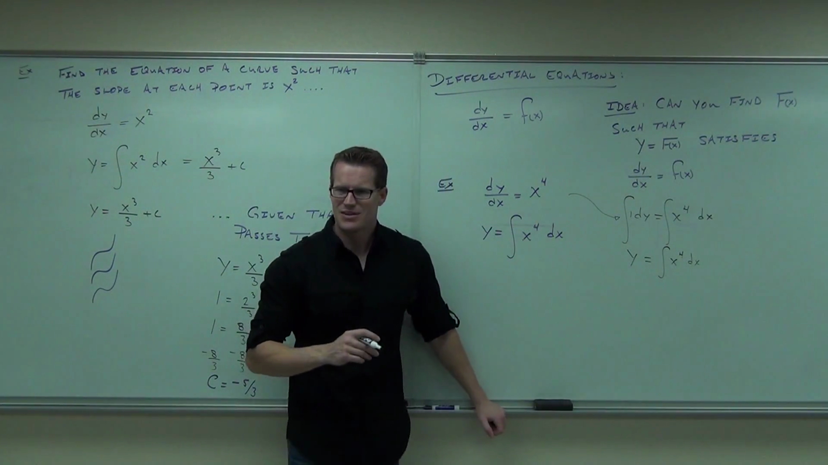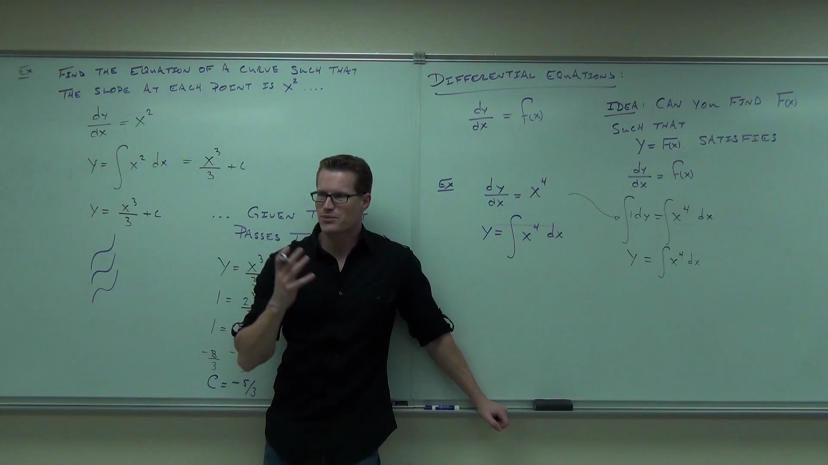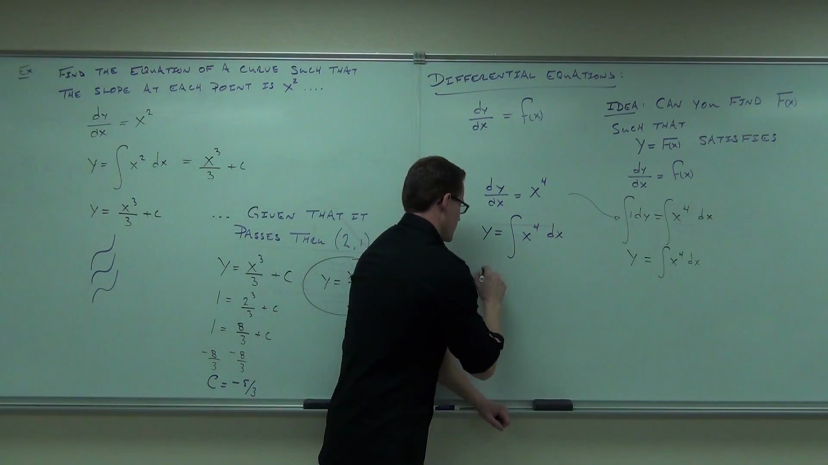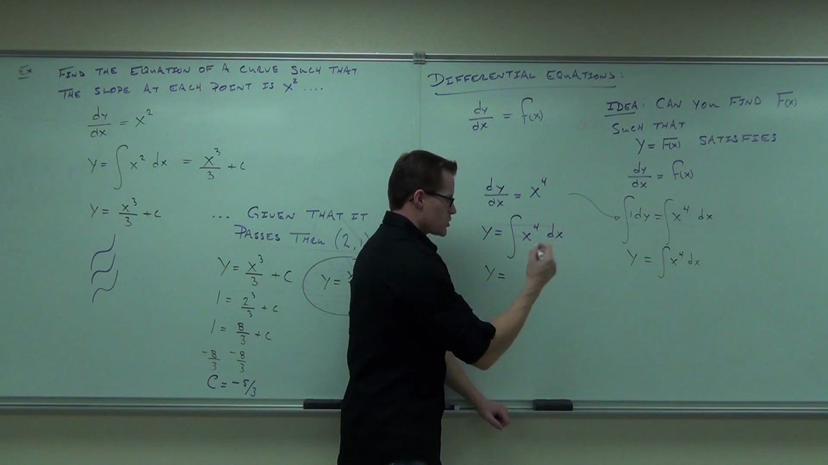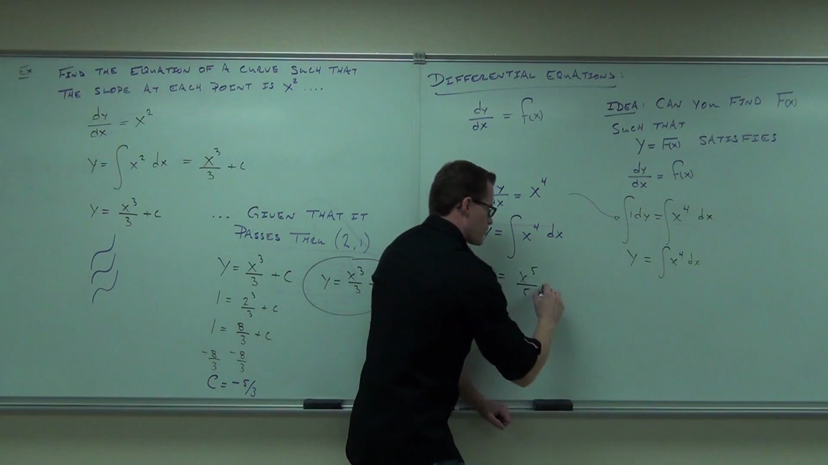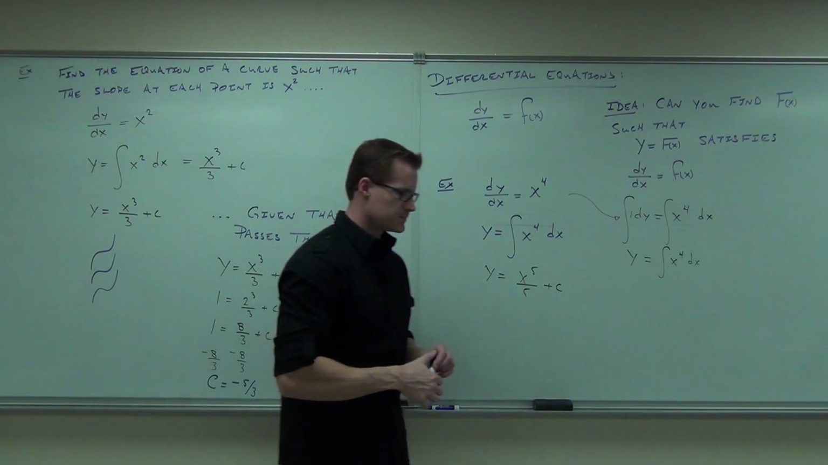Does that make sense to you? Can you follow that? Have I blown your mind like a mind grenade? Are you with it? Yeah. All right. And Joe was right. X to the fifth over 5, or 1/5 x to the fifth plus c. Don't forget the plus c.